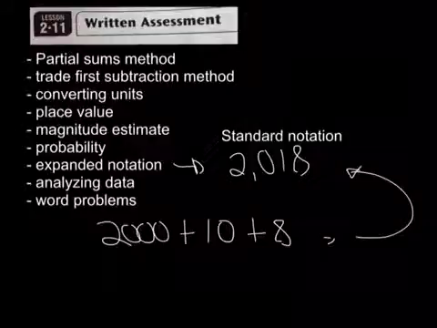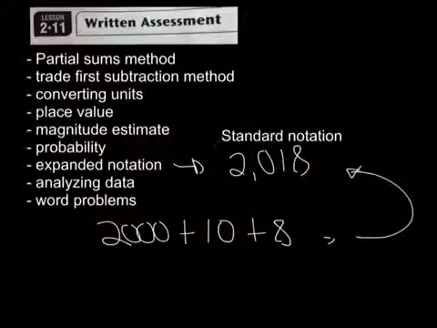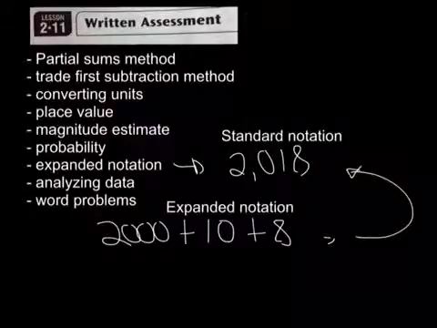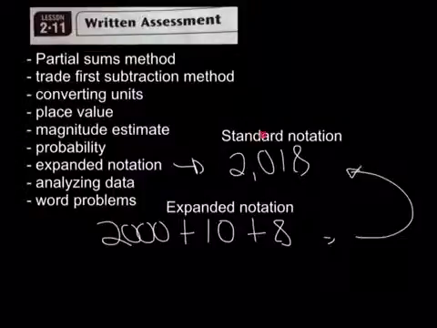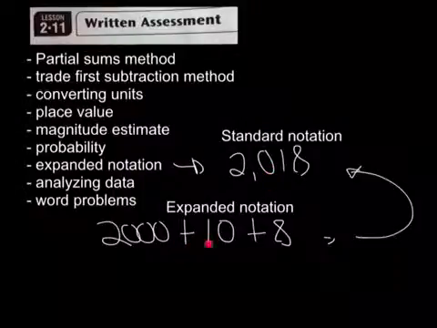This, boys and girls, is called expanded notation. Don't forget that 0 is only a placeholder. You can't really add 0. Okay, it's just a placeholder, so there's nothing in the hundreds. So I didn't put plus something in the hundreds. Okay, expanded notation.